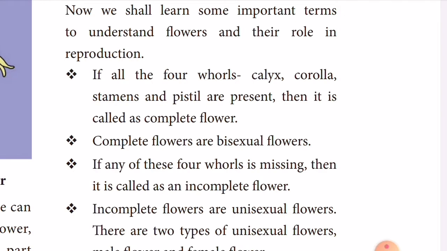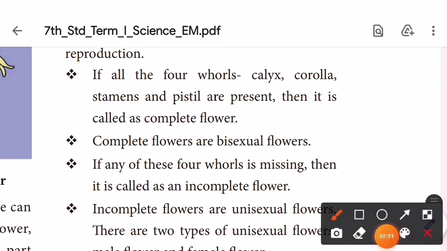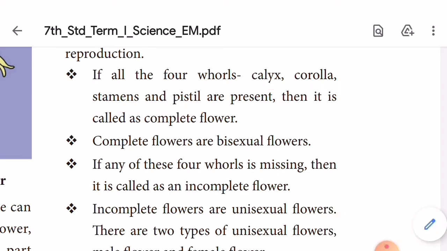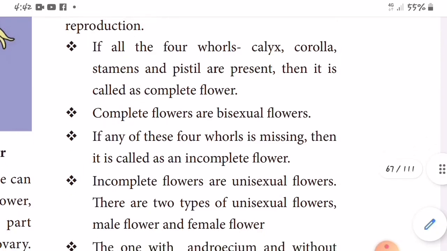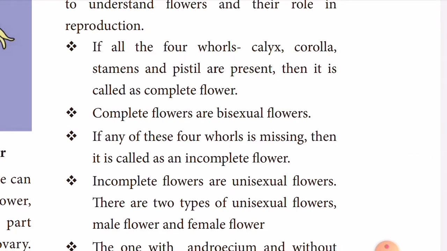Now, let's see the complete flower, okay? Here, a complete flower has four folds. That is calyx, corolla, stamen and pistil. When all are present, that is called a complete flower. So the complete flower is called a bisexual flower. Okay, complete flower is known as bisexual flower.